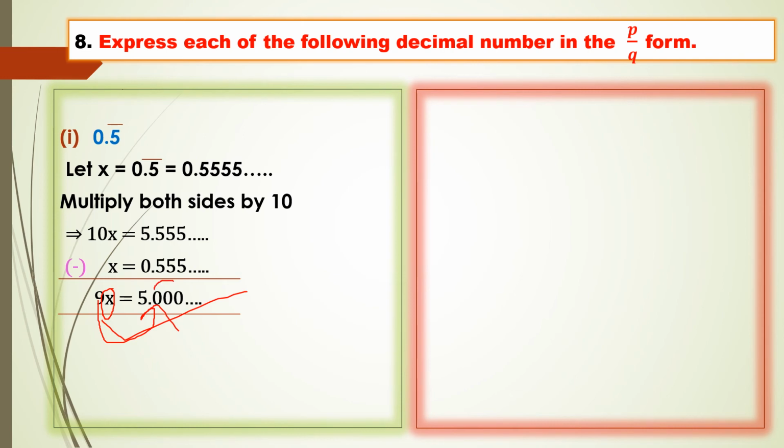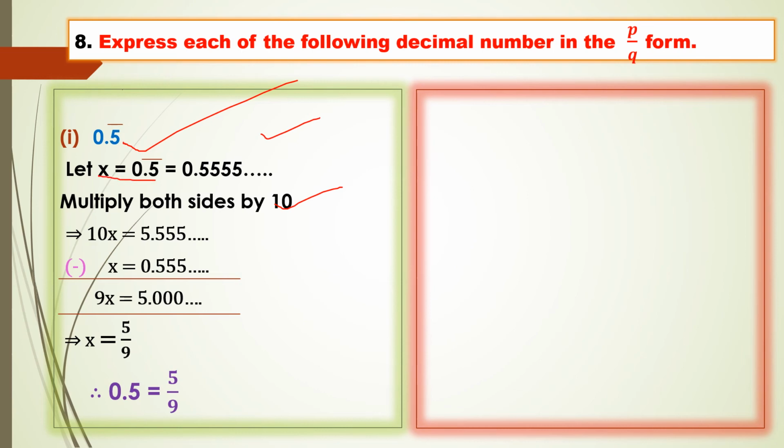After the decimal, if you have any zeros, no need to take those zeros. So your x will be 5 by 9. He asked you to change into p by q form, and we got the p by q form, 5 by 9. We cannot cancel this because it is a standard form. Clear? So simple procedure: if the bar is for 2 digits, you should multiply by 100. If the bar is for 3 digits, you should multiply with 1000. And subtract this x, whatever he gave in the question, from the 10x or 100x, 1000x, whatever it is. Okay, let us go to the next problem.